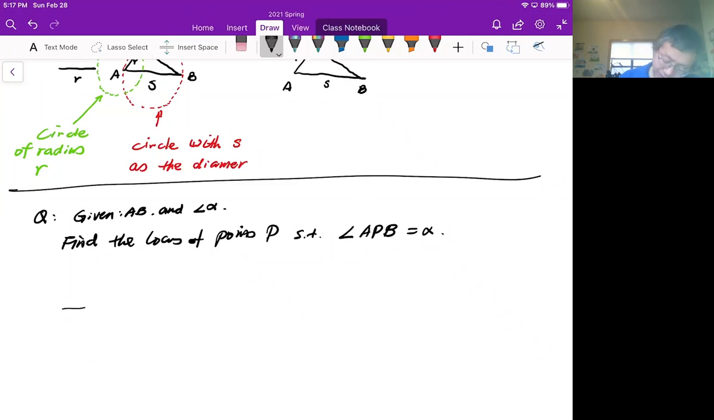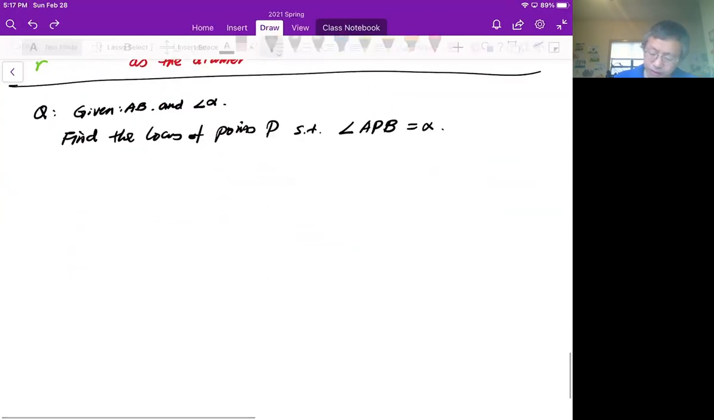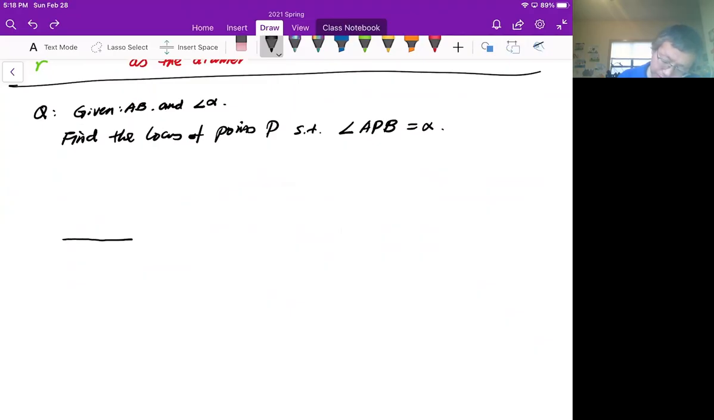So suppose I have AB here. Let's move down a little bit. Assume that this is my AB, and now I have an angle here. So this is angle alpha. The two things are given: one is the segment AB, the other one is the angle alpha. What I want is to find all of the points P, the locus of the points P, such that the angle APB is equal to the given angle.